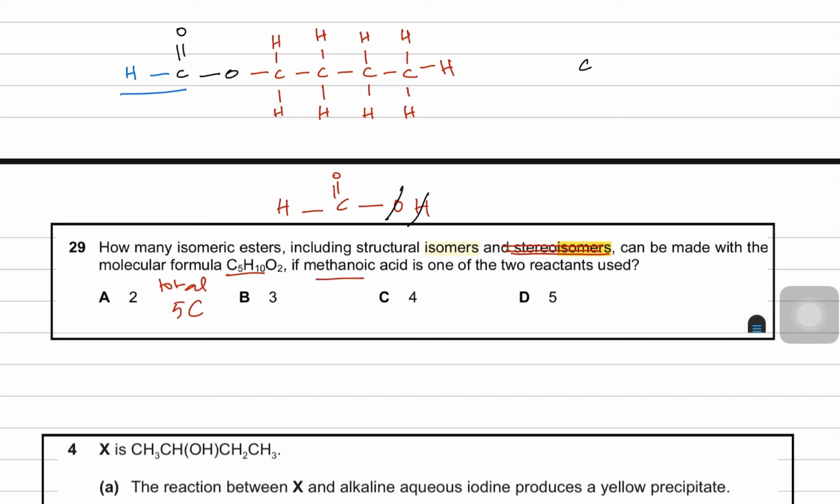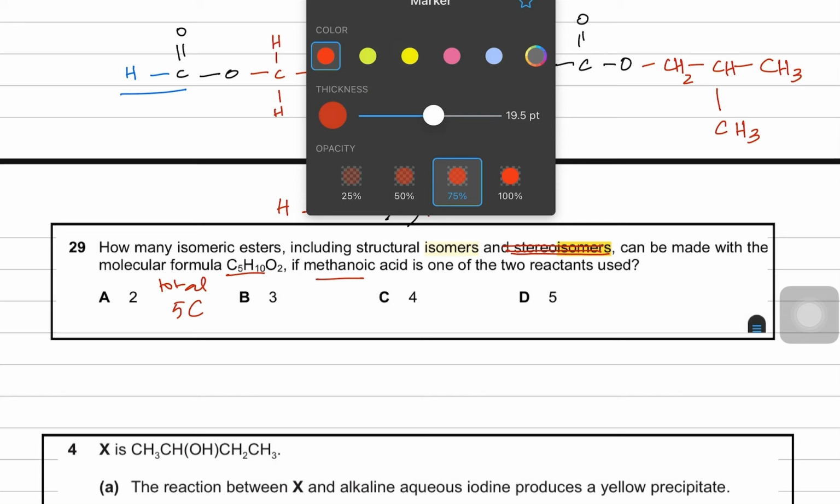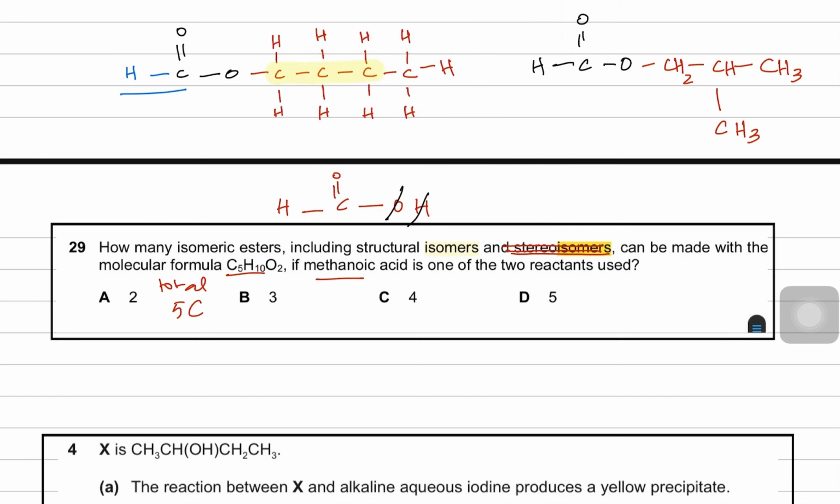The second ester could be drawn again with the same methanoic acid and oxygen here, but now you can have 3 carbons together, and the fourth one could be a branch. So this way you can have CH2, CH, CH3, and then the branch would be coming from the middle carbon. Let's highlight it. You had a 4 carbon chain, now you have a 3 carbon chain with a methyl group.